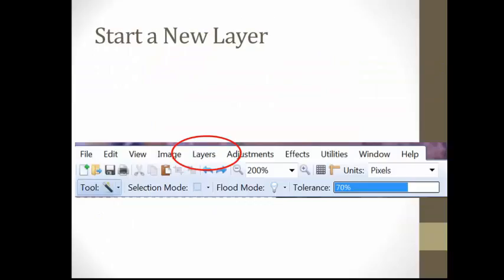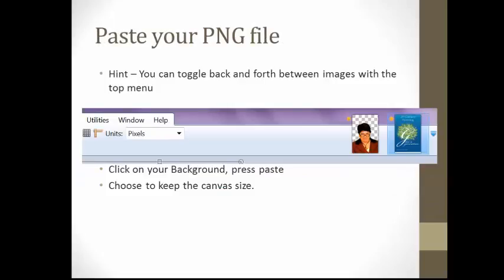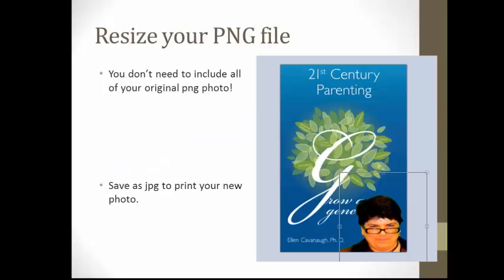When we start a new layer, it's important for you to start a new layer before you can paste in that photo. And you can toggle back and forth between the new cover that you're working on and the photo that you had edited just a few moments before. Select copy on the photo and then go back to your background and click paste. Once again, a dialog box is going to come up saying, do you want to expand the canvas? You don't. And you want to just scroll around until you have that portion of your photo that you want on the background. Once you're done, you can save either as a PNG or a JPEG.